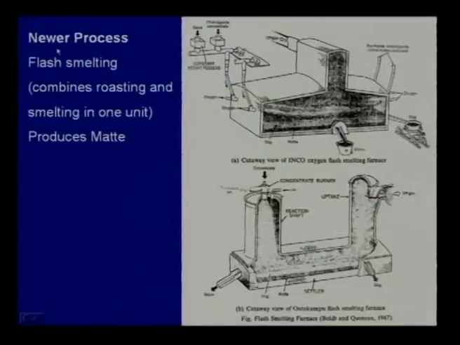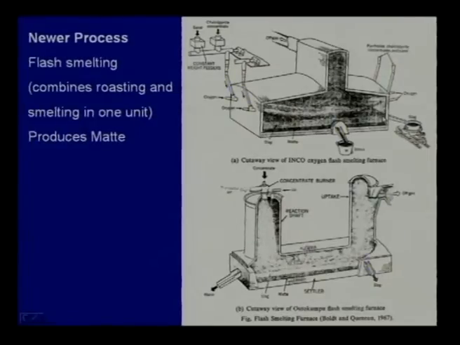This is the basis of the newer process of flash smelting, meaning smelting in a flash, and that combines roasting and smelting in one unit. There are different kinds of flash roasters. Here is a cutaway view of the Inco flash roaster. You see chalcopyrite concentrate is coming in from here, and oxygen is creating an oxidizing environment. So, during the process of this flight, all the reactions that you want take place. You produce a matte here, you produce a slag here.